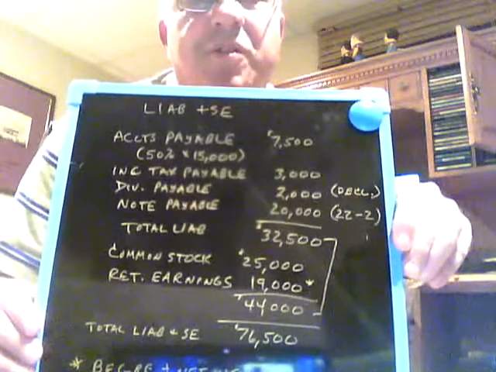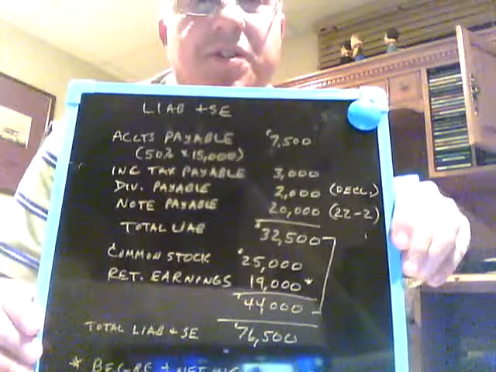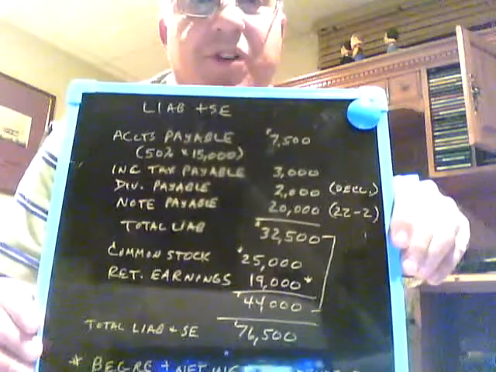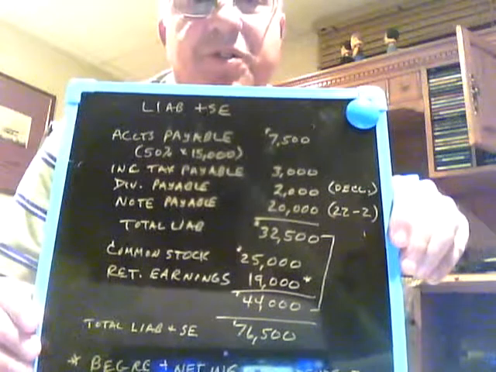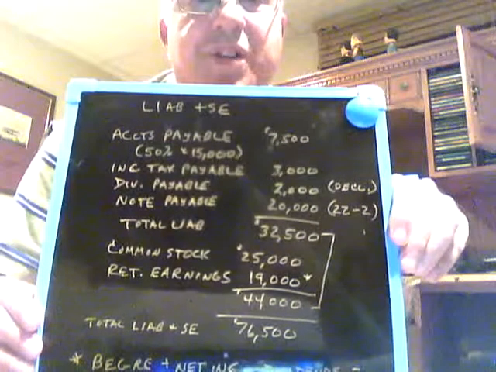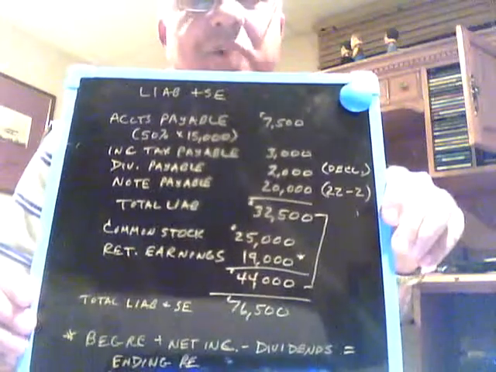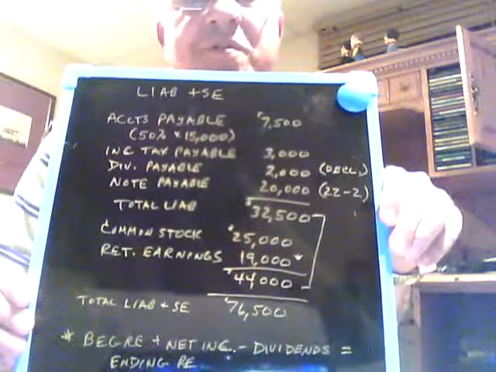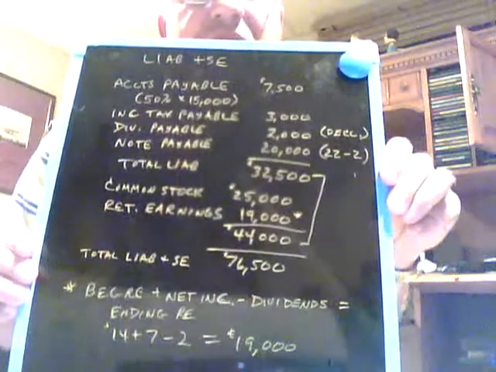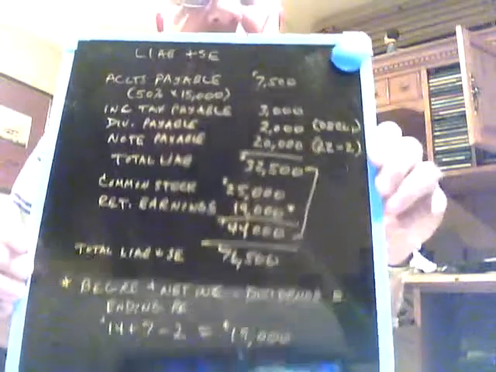And we have a note payable that is now $20,000. Notice that that's computed by looking at the $22,000 balance in notes payable of the previous year and realizing that we paid down $2,000 of principal during 2014. So we have to adjust that to $20,000. That gives us total liabilities of $32,500. We add the common stock, the retained earnings, and we get $44,000 more. That gives us total liabilities and stockholders' equity of $76,500, which equals total assets. So we know that we're okay there.